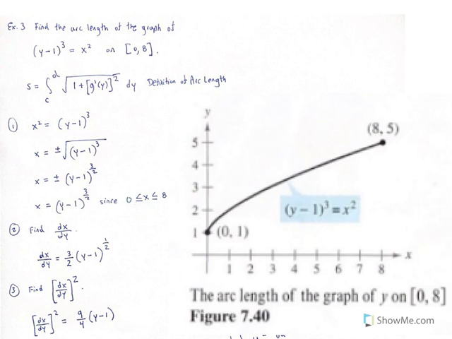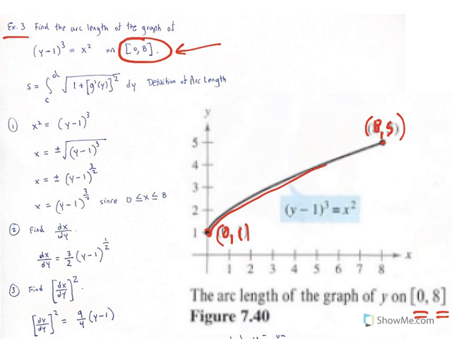So here we have example 3, and the instructions are: find the arc length of the graph of (y - 1) cubed equals x squared on the interval from 0 to 8, and these are x values. If you look at the graph that's provided for this problem in the textbook, for example 3, this is the graph that you see. The arc length of the graph of y on the interval from x = 0 to x = 8. Notice that we have two endpoints: we have (0, 1) and we have (8, 5). And we're, of course, trying to find the length of this arc.